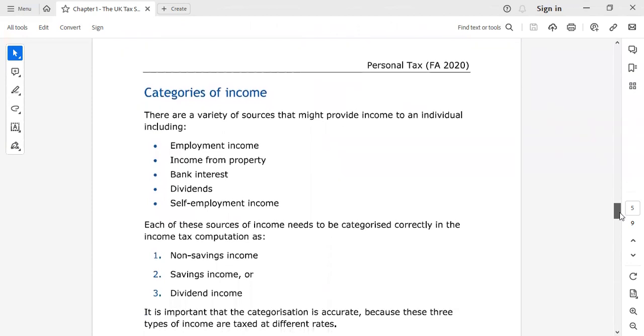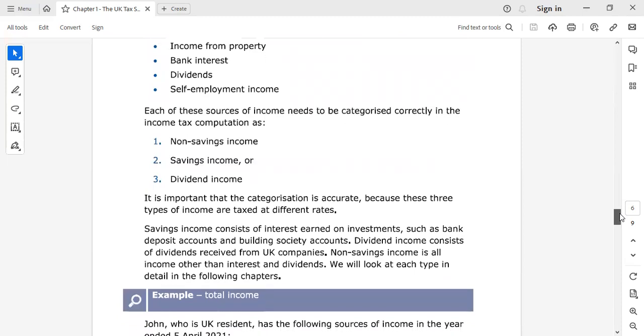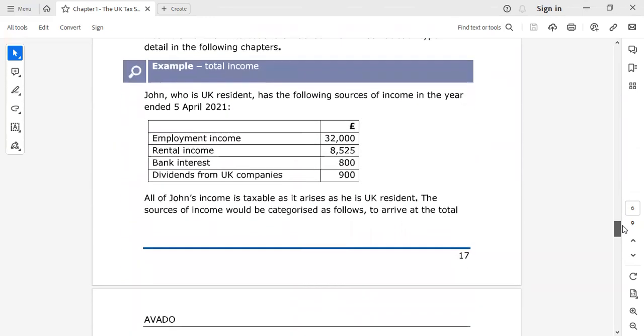Next topic is categories of income. There are a variety of sources that might provide income to an individual, like employment income, property income, bank interest, dividends, self-employment income. Each of these sources of income needs to be categorized correctly in the income tax computation. In the next chapter we will categorize these. So let me show you an example.